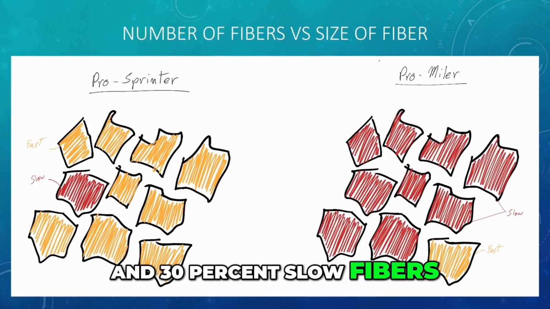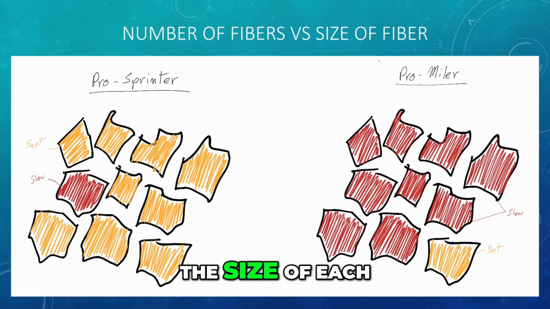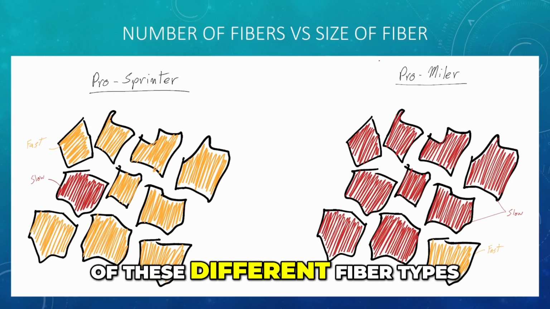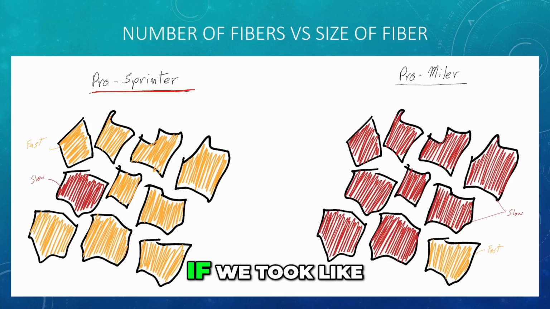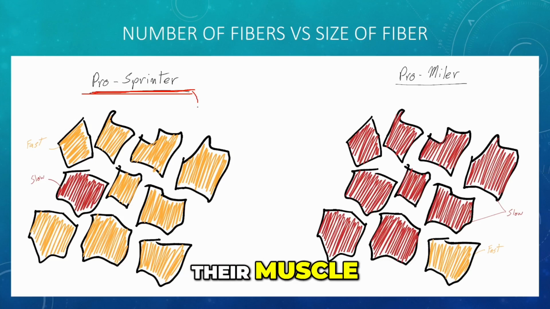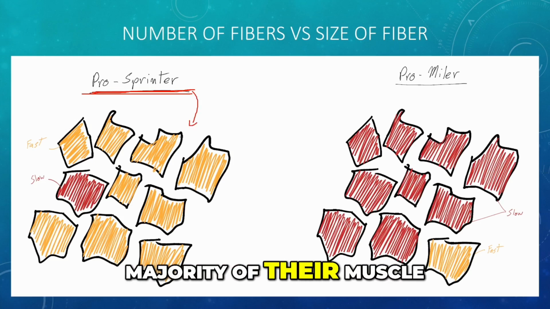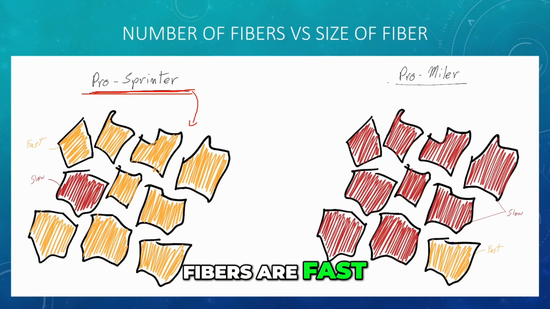But actually, if you took a sample of the muscles, it also depends on the size of each of these different fiber types. So what we've been talking about so far, if we took a pro sprinter, like a cross section of their muscle, we'd find that the majority of their muscle fibers are fast, and then the opposite end of the spectrum is the miler.